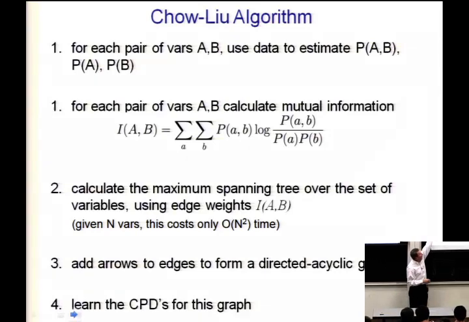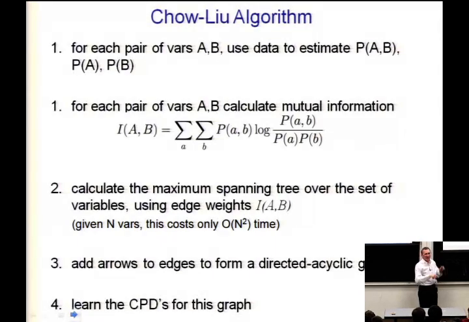Then, of course, that's an undirected tree. We add our arrows any way we like, as long as it forms a tree. No arrows pointing at each other. There could be multiple ways to assign edges, but we do it in a way that gives us a tree. And then we learn the conditional probability distributions for that tree, and we're done.